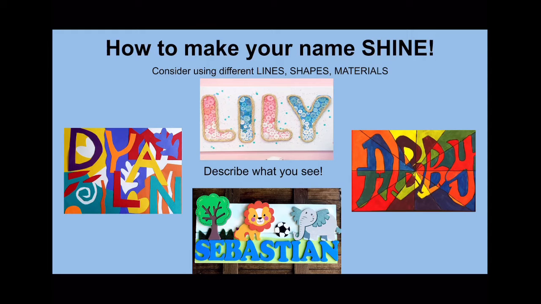Now, how to make your name tag shine? You need to consider using different kinds of lines, shapes, and materials. Maybe paper, found objects like buttons, maybe you're going to add some animals or pictures, or maybe you're going to change up that color.